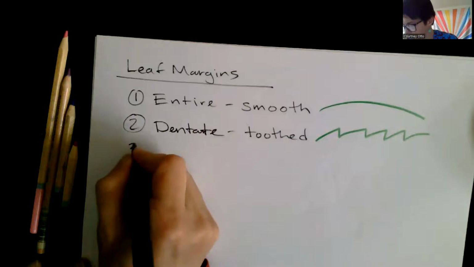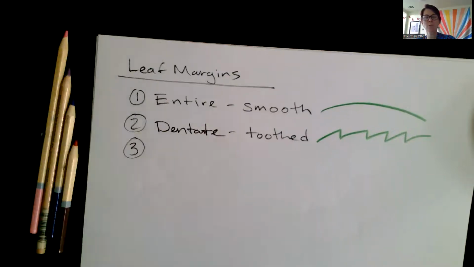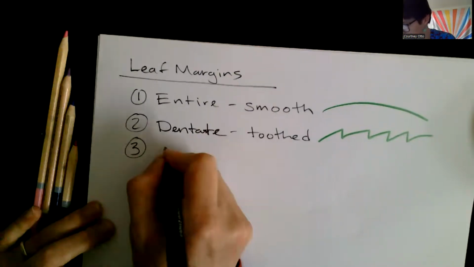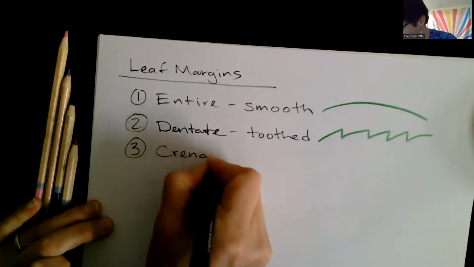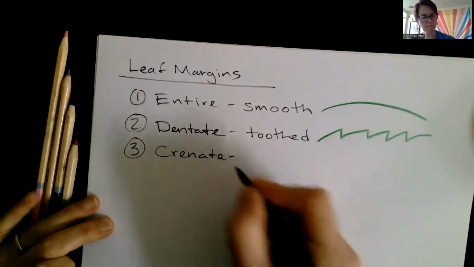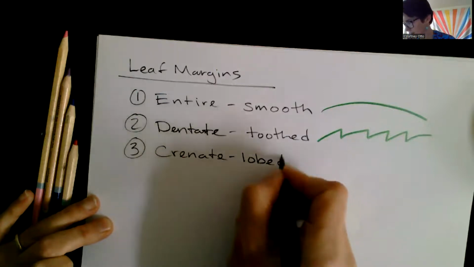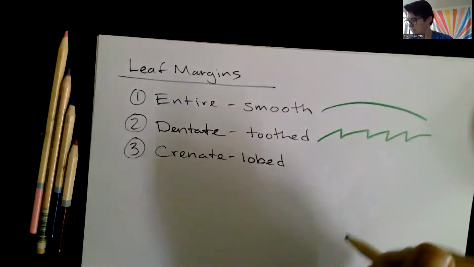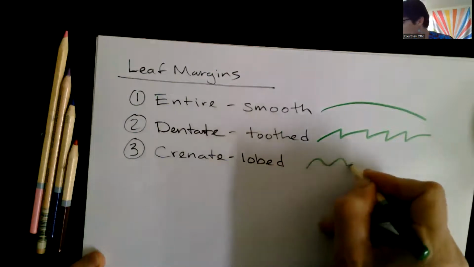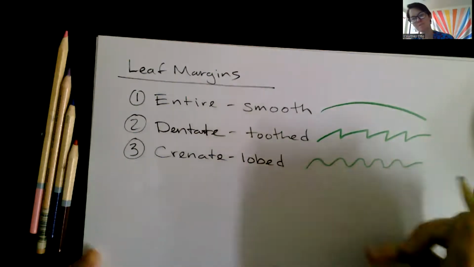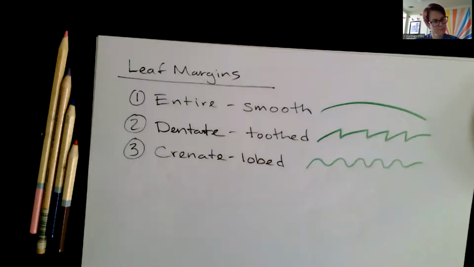Well, we've got one third and final margin out there, and that's what we call a crenate leaf margin. And these tend to be a little bit less common. These are lobed leaf margins. And so there's kind of like little waves right along that edge. So that's one way we can categorize leaves, right? Based on what their margin looks like.